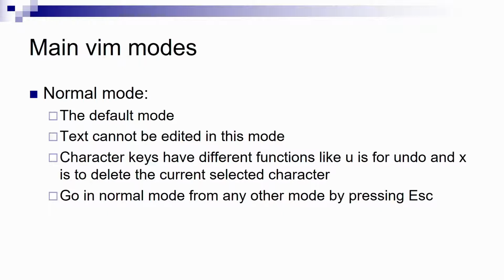For example, if you do something and you want to undo what you did, you can type U and the changes will be reverted. Also, if you type X, you will delete the current character. So I said you can't edit text by typing on the keyboard and pressing backspace and things like this, but you can use different commands to delete characters or delete words and the sort. If you are in any other mode than normal mode, if you want to go back to normal mode, you can just hit escape.